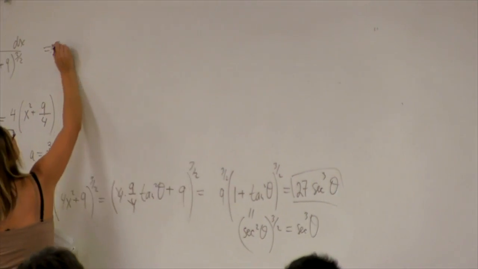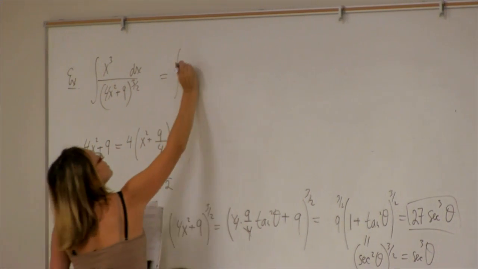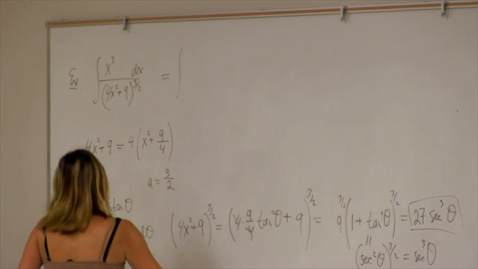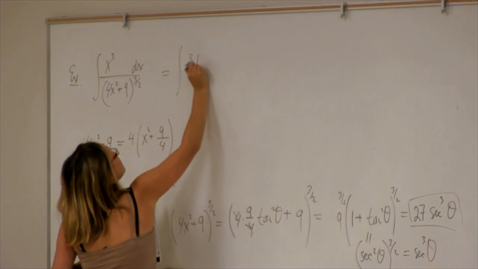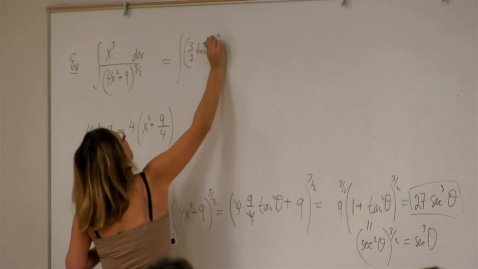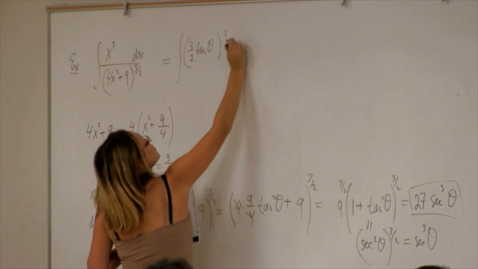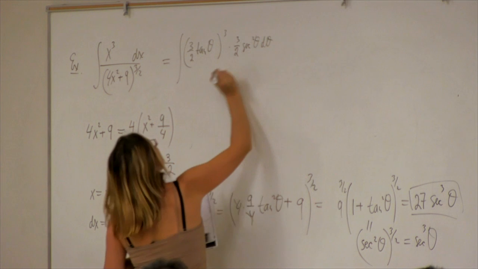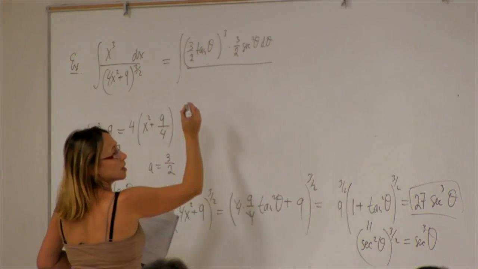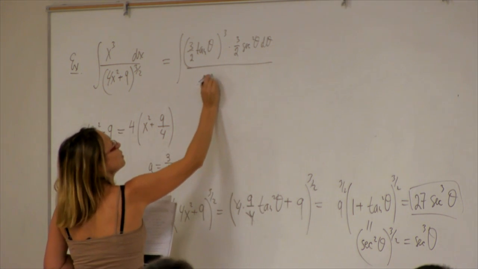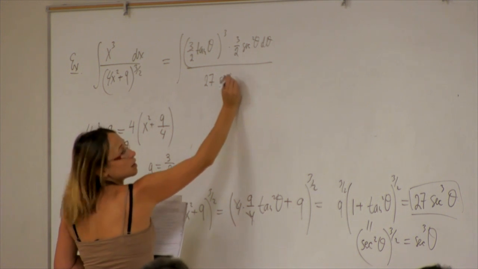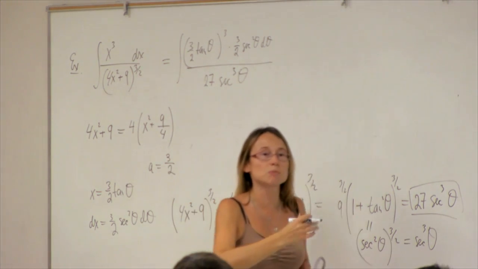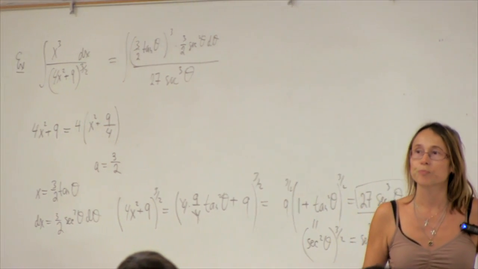So now I'll just finish writing this down. x cubed is (3/2 tangent theta) cubed times 3/2 secant squared theta d theta, and the denominator is 27 secant cubed theta. And this is an integral that after a few steps will simplify enough for you to take it. Thank you very much.